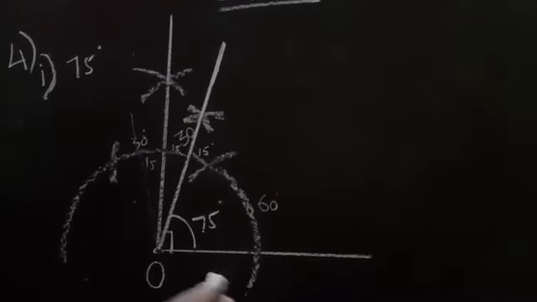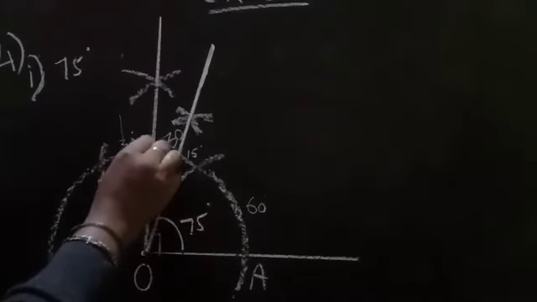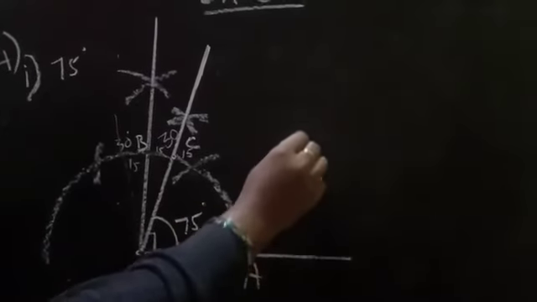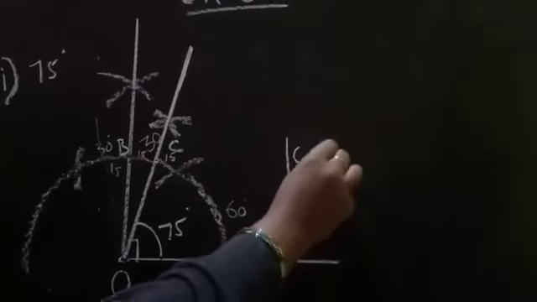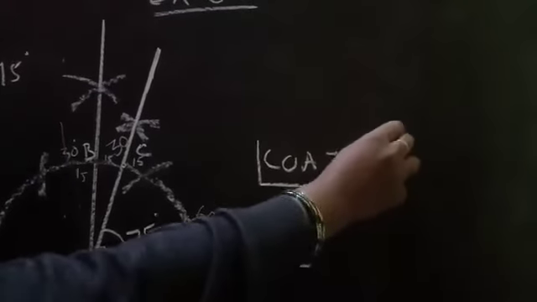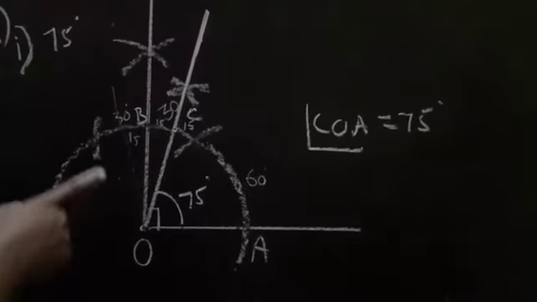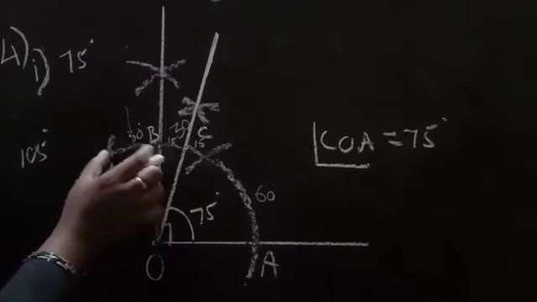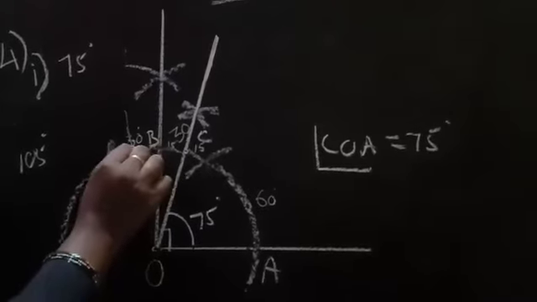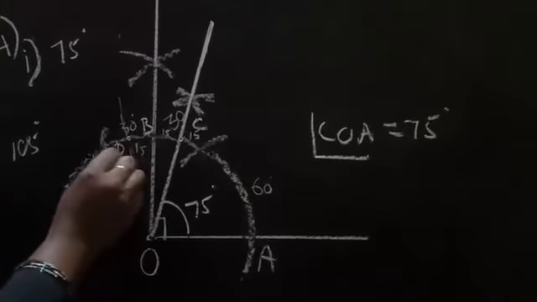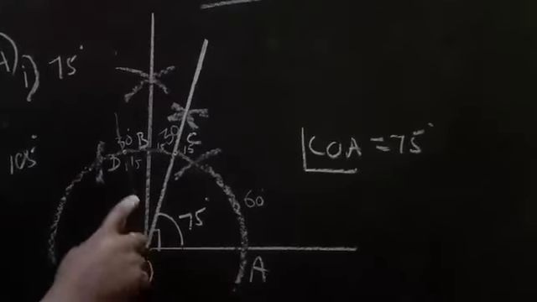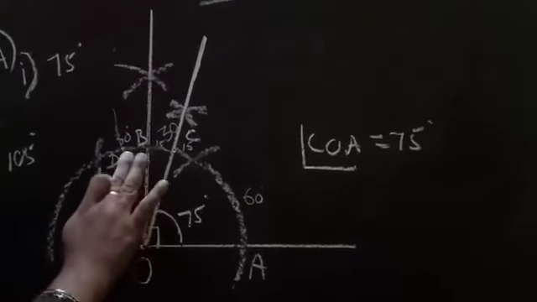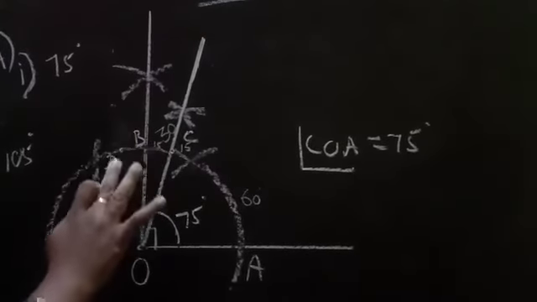So for this angle, if you want, you can give the names also. This is O, A, B. This is C. Angle COA equal to 75 we get. Now if you want to find 105, we have to bisect this side and give some name D. DOA you will get 105 because 90 plus 15 you will get 105. That is your homework, you have to do it at home.